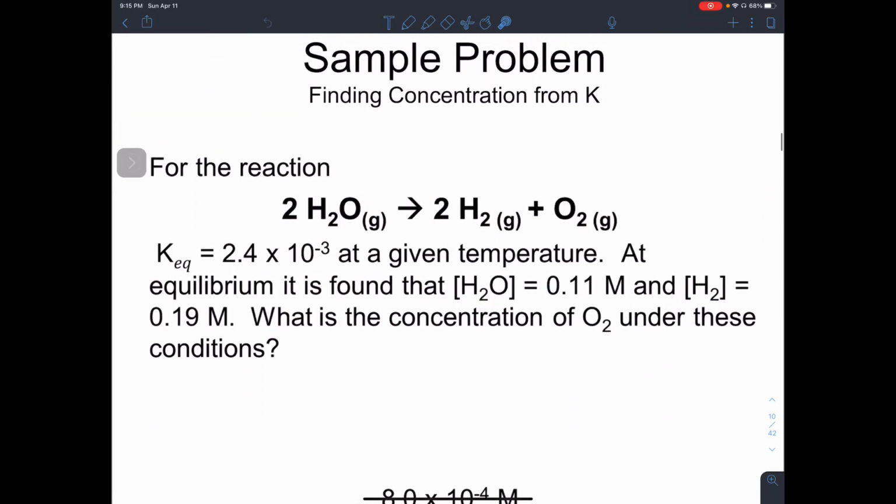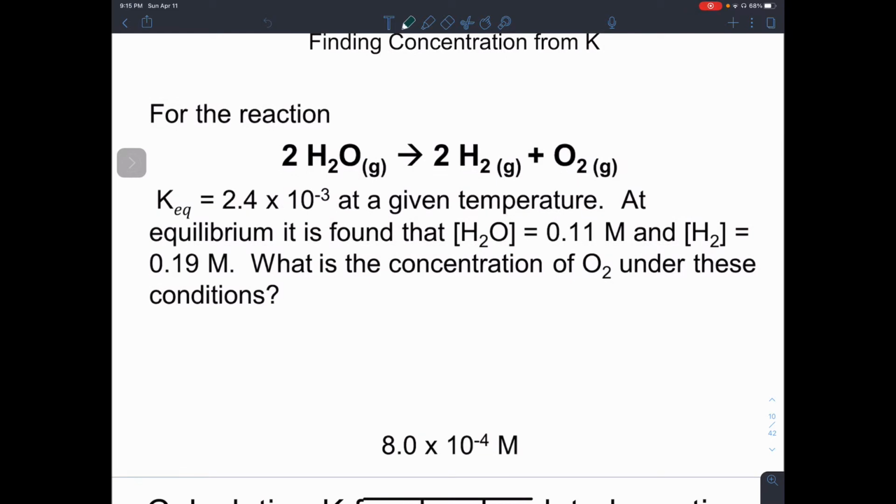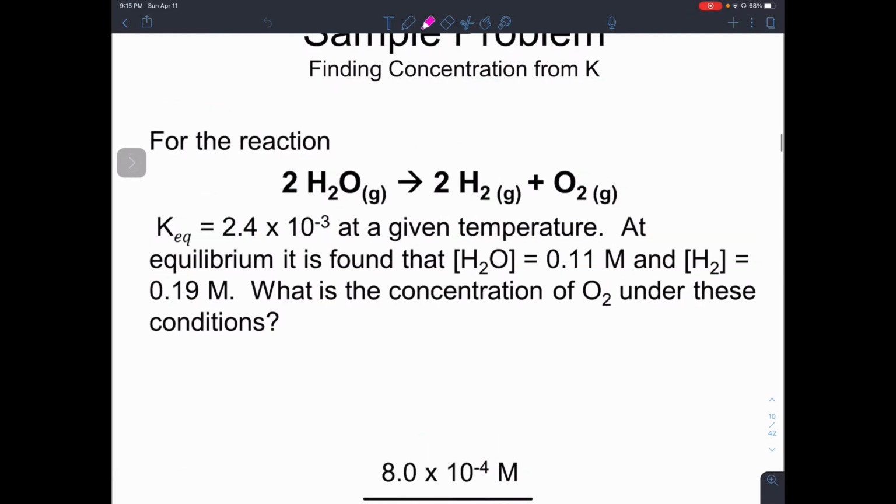So here's a sample problem finding concentration using K, or relating those two things that we just learned about. So here's a given reaction, and they actually give us the equilibrium constant here at a given temperature. That means temperature is constant, it does not change. At equilibrium is found with the first concentration for water, then for diatomic hydrogen, and finally oxygen is the thing that we don't know that we have to find.